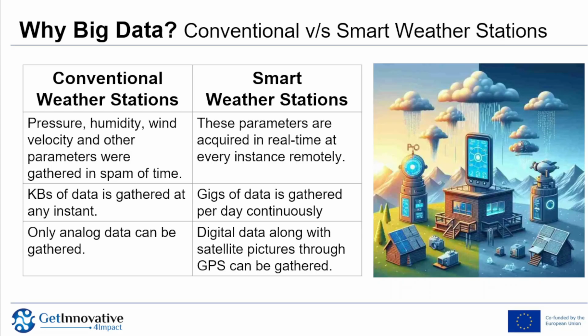Whereas in smart weather stations, these parameters are acquired in real time at every single instant remotely. These data sets are in the gigabytes and are gathered continuously per day. The data is stored and gathered in the form of GPS and digital data, along with satellite pictures.